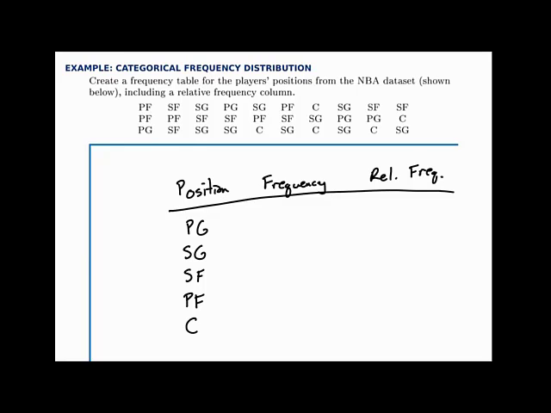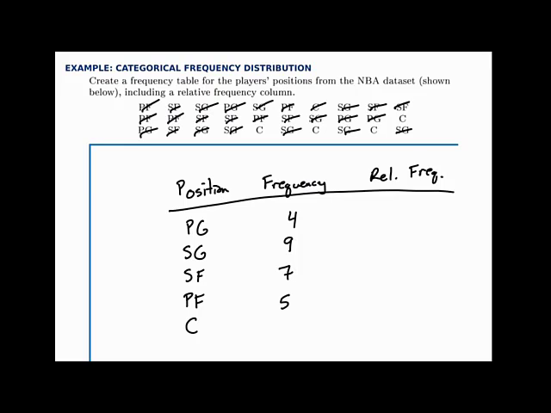So for point guards, for instance, we have 1, 2, 3, 4 of them. So the frequency is 4. For shooting guards, you can count 1, 2, 3, 4, 5, 6, 7, 8, 9. For small forwards, we have 1, 2, 3, 4, 5, 6, 7. For power forwards, we have 1, 2, 3, 4, and 5.